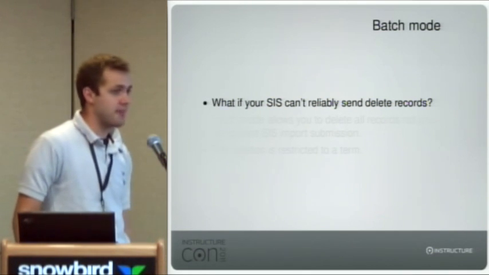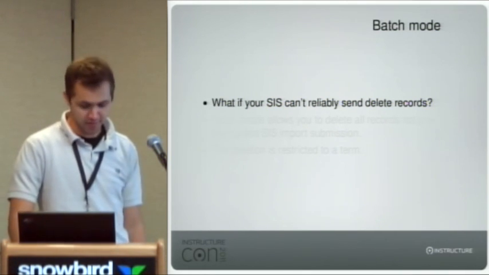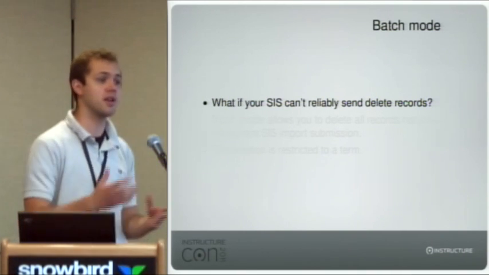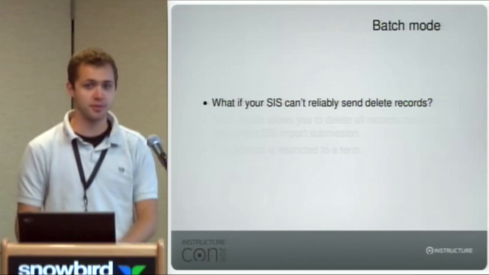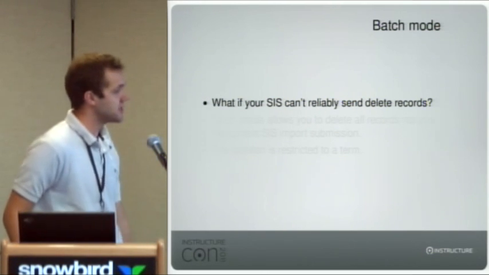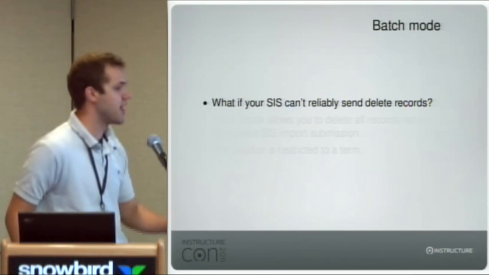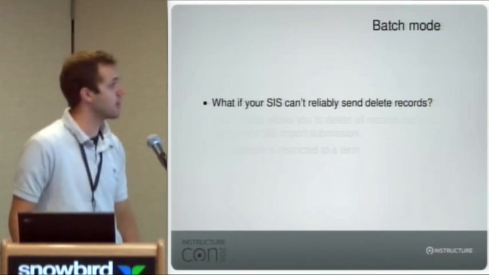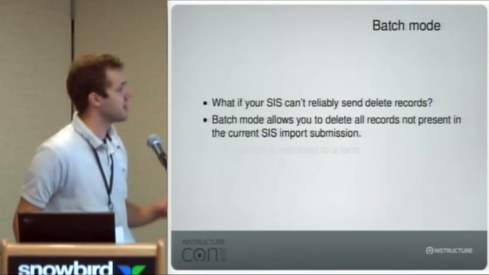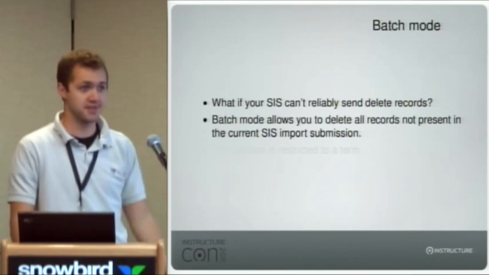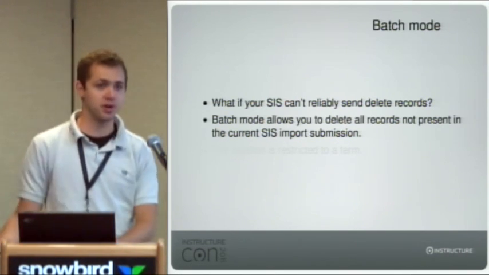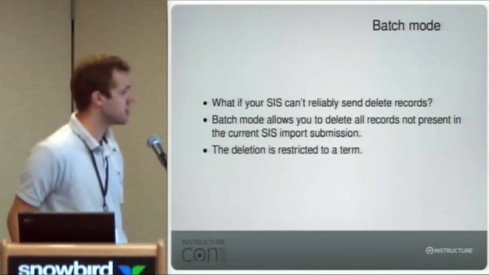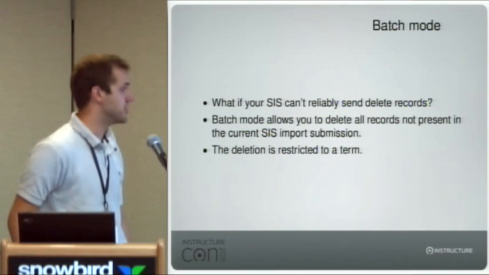There's a few other settings, like we have a batch mode. What happens if your student information system isn't keeping track reliably of what courses are getting deleted, and you want things to get deleted out of Canvas that have been deleted from your student information system? You can mark a SIS import as canonical. You can say that this data for this term is something that I want, and I don't want anything else. And so Canvas can go ahead and delete anything that's not currently present in the current SIS import. So you can do a batch export of your current student information system and just mark everything else as deleted. It's restricted to a term for good reasons.